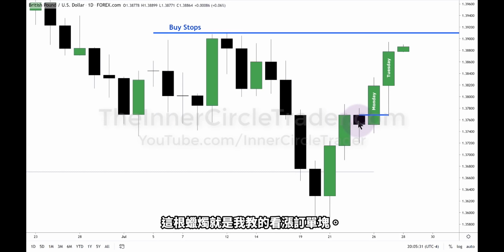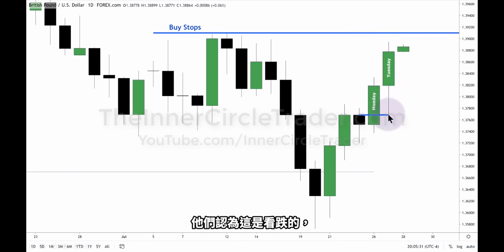This candle is what I teach as a bullish order block. The market's already bullish, or the underlying narrative is bullish. And we had a confirmation the market wants to go higher. On Monday, it trades higher. On Tuesday, we trade down into that level. The opening price hits it, trades off of that, rallies back through, and makes a higher high than that of Monday.